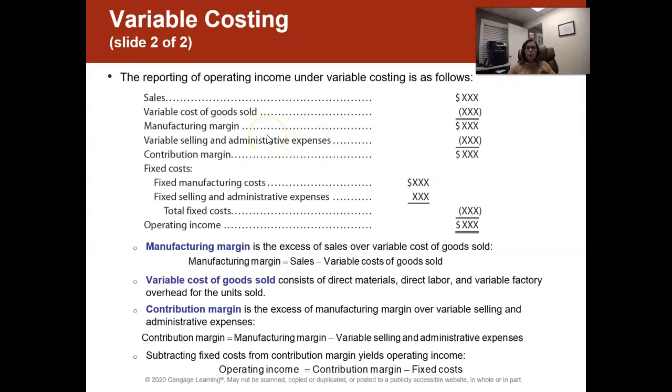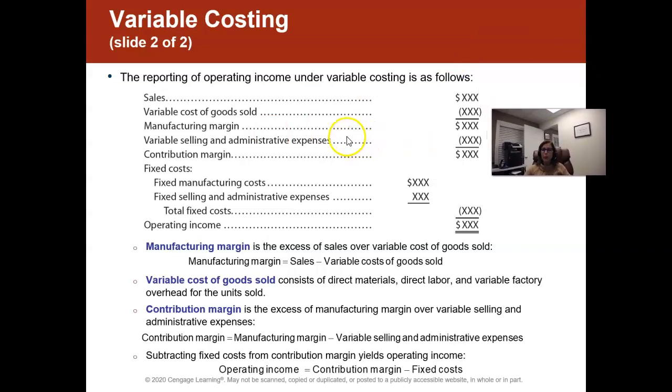And the reason that we use these two different methods, as I said before, is that one of them is compliant with GAAP, which is what we have to do when we're producing financial statements for external users. But oftentimes those financial statements don't give our managers all of the necessary information they might want to have in order to make decisions. So they are able to use this variable costing method to look at operations and products and efficiency and all of those things.